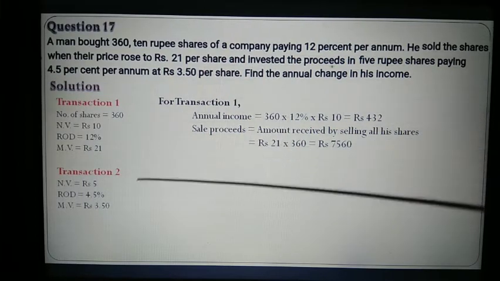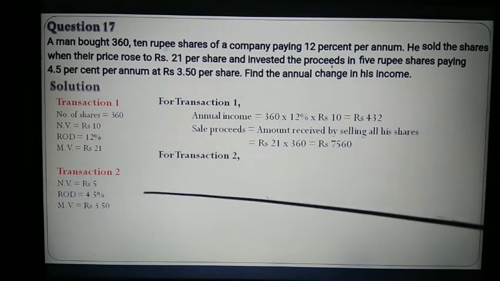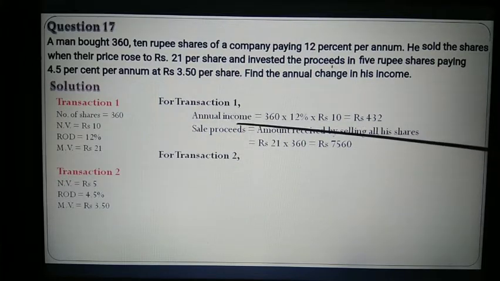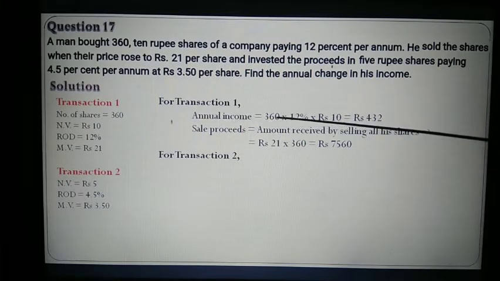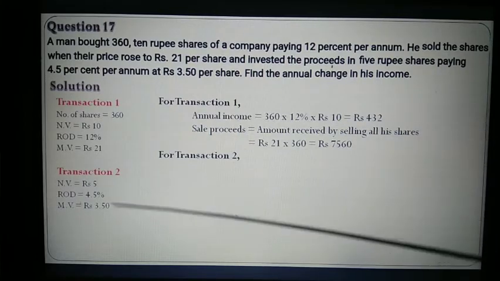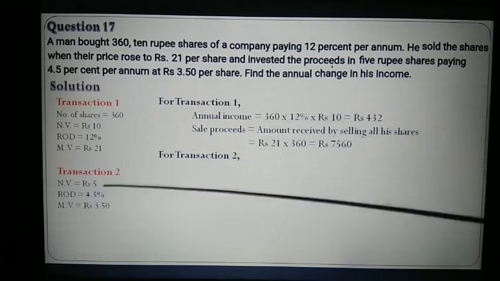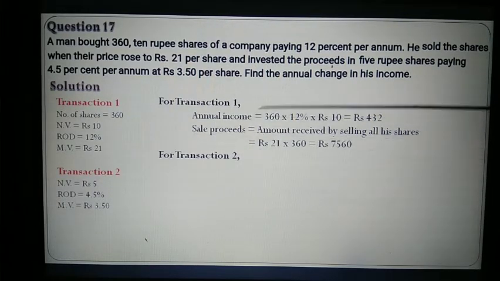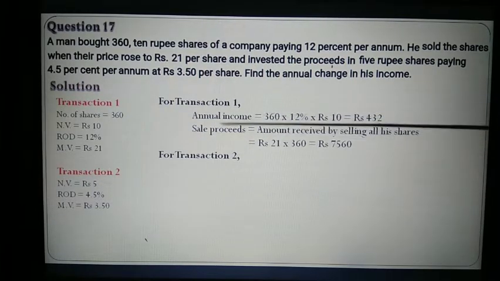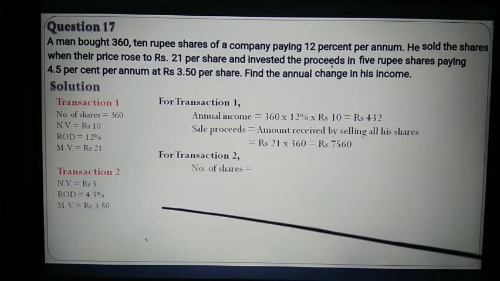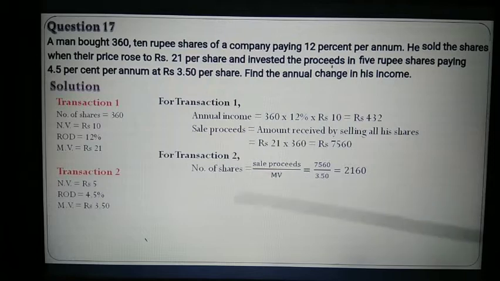Now let us go to the second transaction. In the second transaction we need to find the annual income again. To find annual income we need the number of shares, which is not given here, the rate of dividend, which is given, and the nominal value, which is also given to us. Now we need to find the number of shares. The number of shares is obtained by sale proceeds by market value.